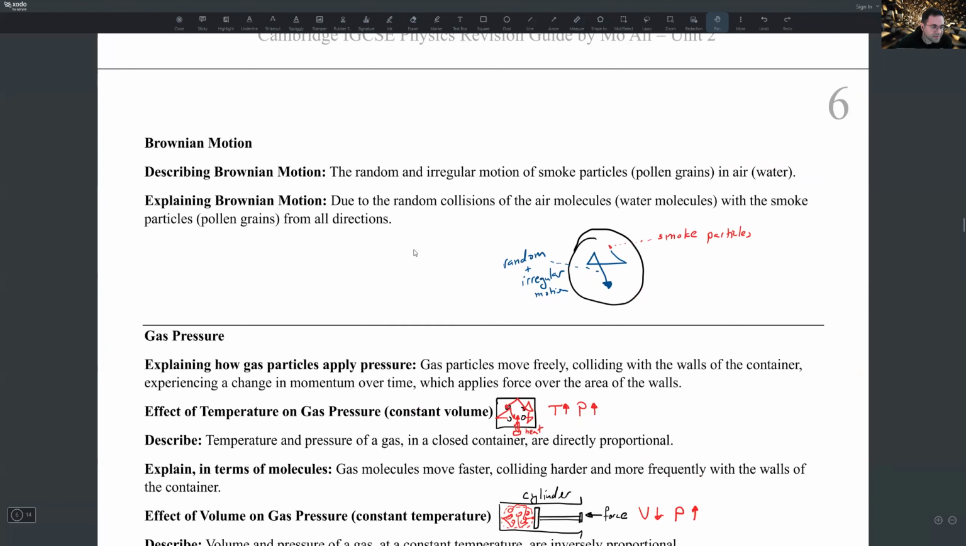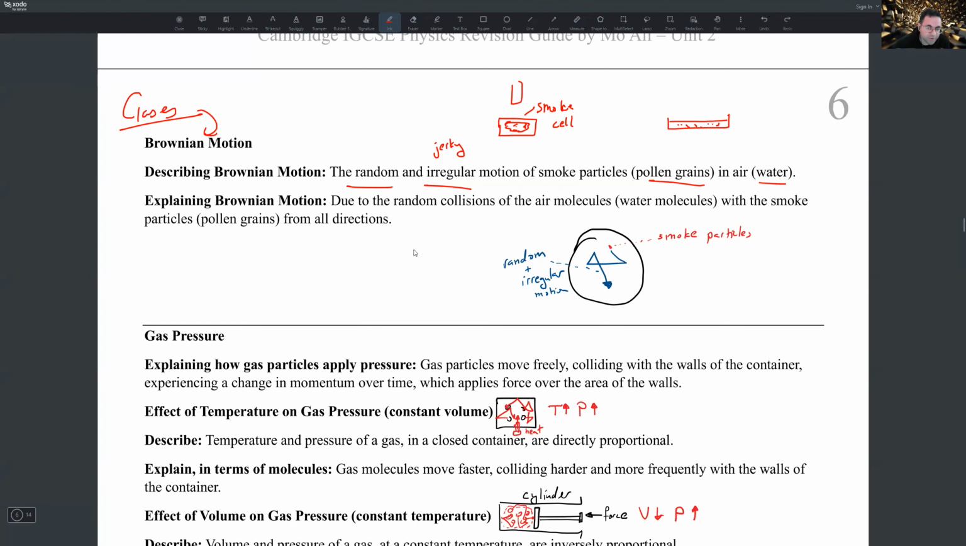So let's talk about gases. We'll start by talking about Brownian motion. What is this? This is how we describe it: random and irregular, we can use the word jerky, motion of smoke particles in air or pollen grains in water, because there are two versions of this experiment. An experiment where we get a smoke cell, which is just a glass box with smoke inside. And we have another version where we get a Petri dish with water and pollen inside.